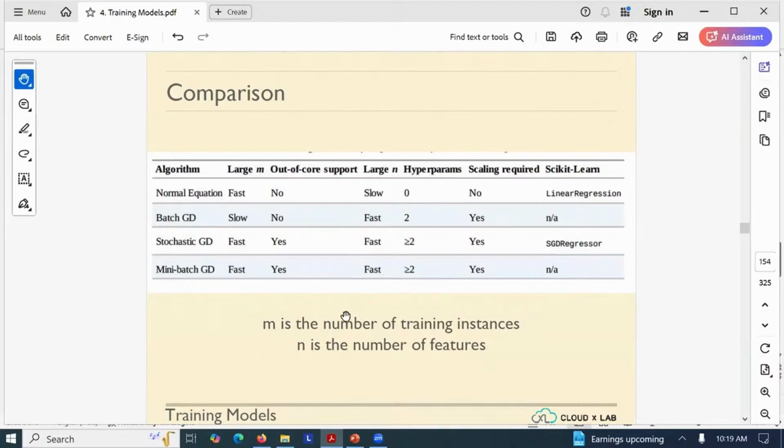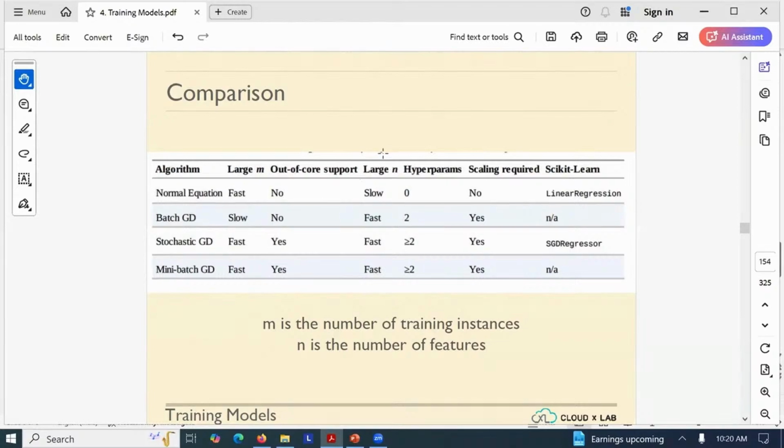For mini batch, out of core support will depend on the size of the mini batch, right? So let's say we have 1,000 data points and the mini batch size is 10. Then at least we have some memory that can accommodate 10 data points, right? Let's say we cannot accommodate 1,000 points, we don't have that much memory. But even if we have memory for 10 data points, we can execute mini batch GD, because mini batch GD only requires 10 data points at a time in memory to calculate the gradient, right? So that's why out of core support is present here. It is present in SGD also, right?